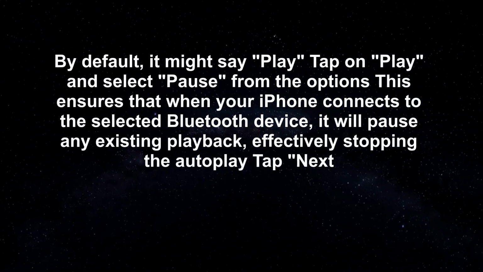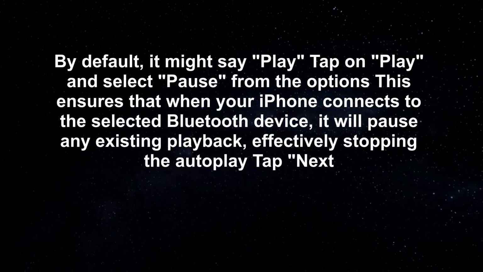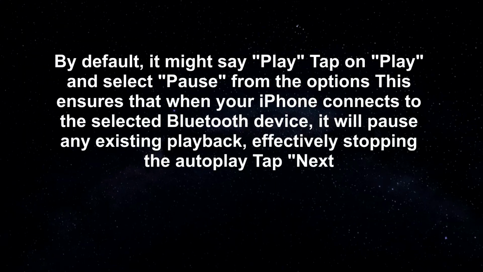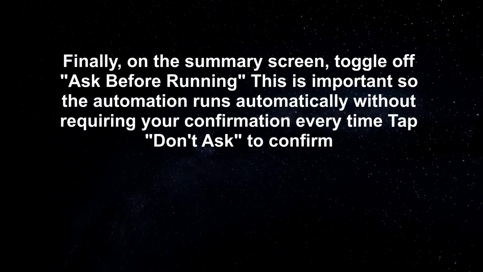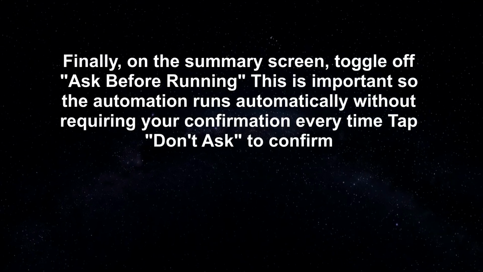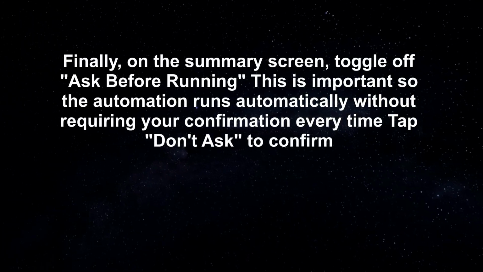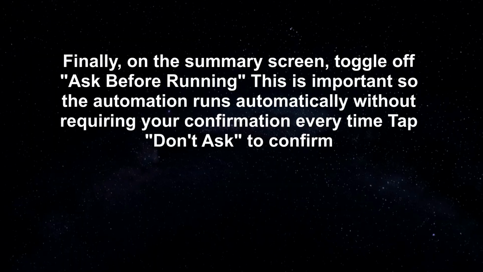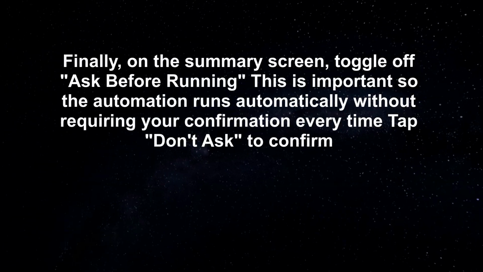This ensures that when your iPhone connects to the selected Bluetooth device, it will pause any existing playback, effectively stopping the autoplay. Tap Next. Finally, on the summary screen, toggle off Ask before running. This is important so the automation runs automatically without requiring your confirmation every time. Tap Don't Ask to confirm.